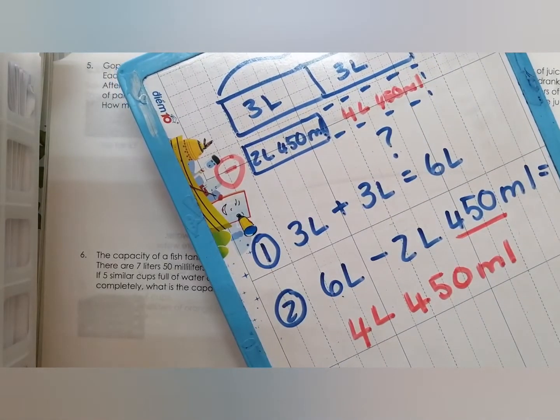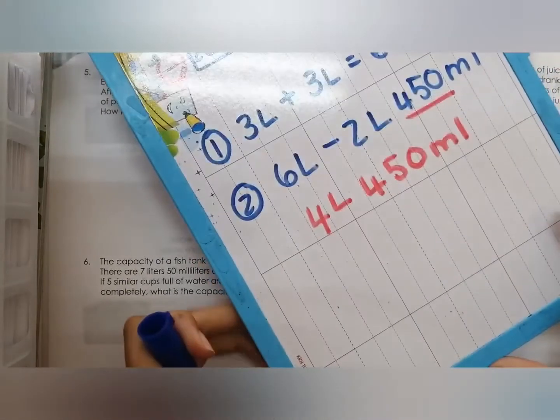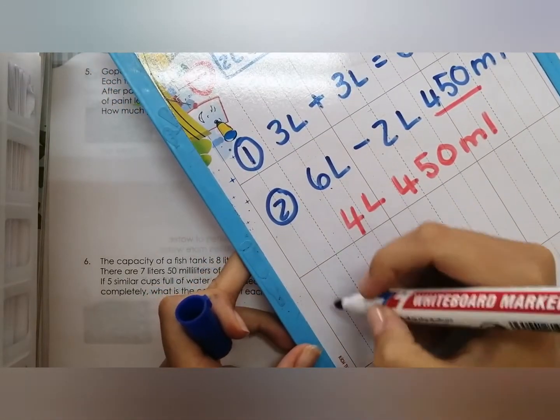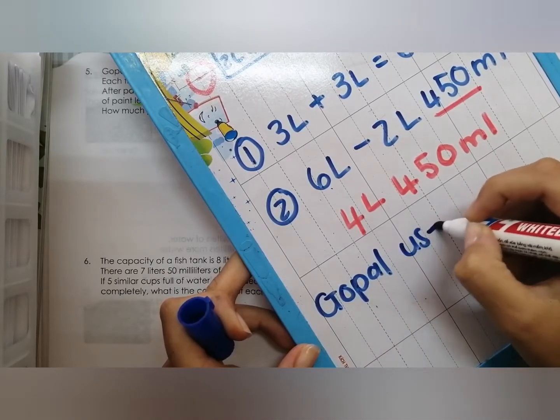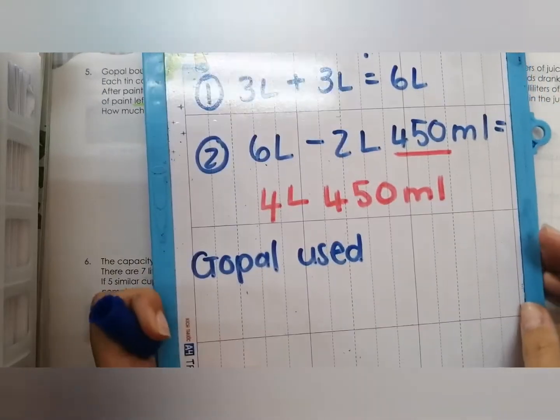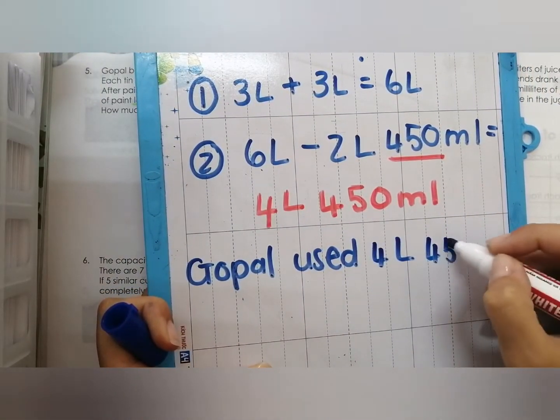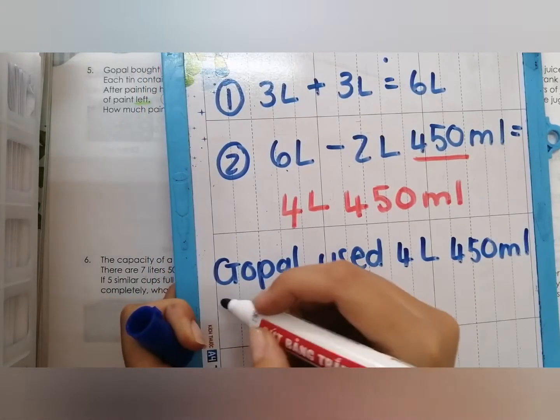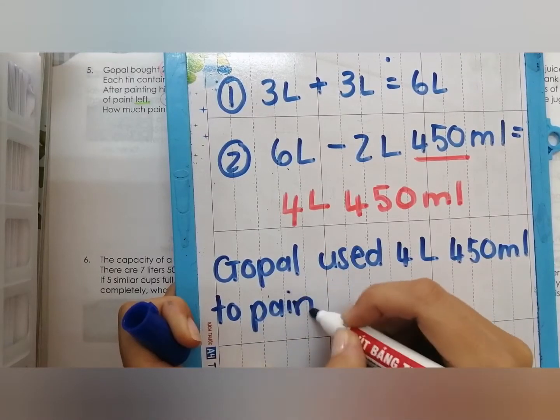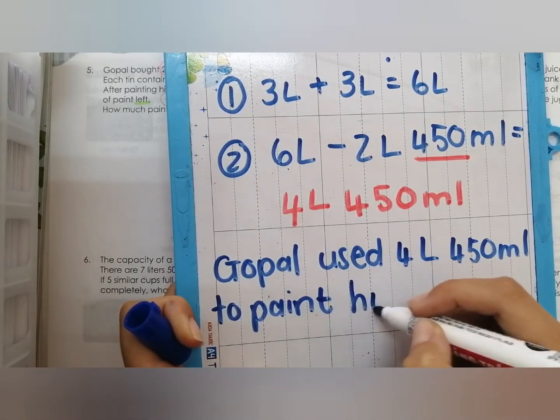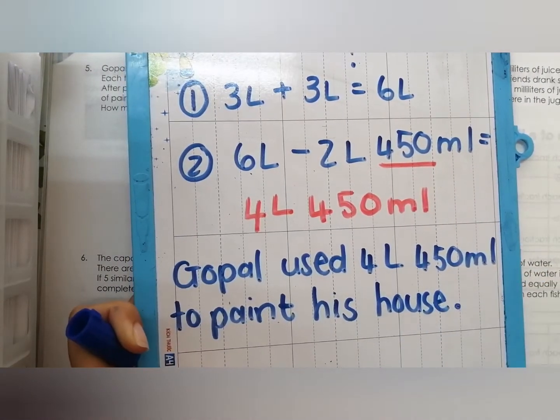to paint his house. So now we need to do our sentence. And our sentence is, what's his name? Gopal used, let's make this straight for you, 4 liters, 450 milliliters to paint his house.